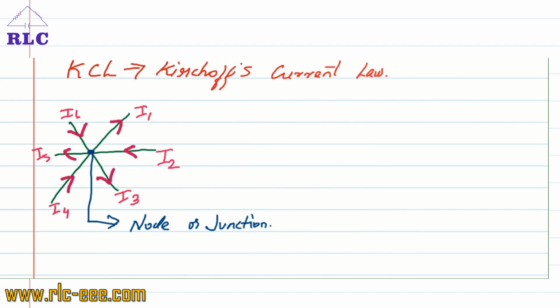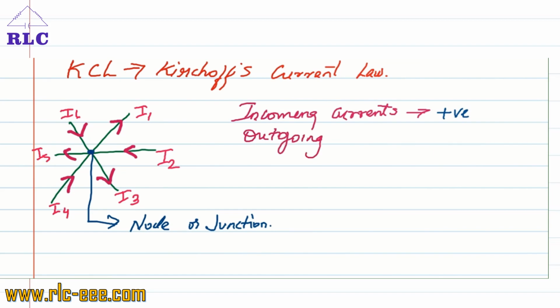Here we can see some of the currents are going away from the node and some of the currents are coming towards the node. Those are called incoming current and outgoing current. Incoming currents can be represented with a positive sign, and the outgoing currents, the currents away from the node, can be considered negative. It can be done vice versa depending upon your choice.